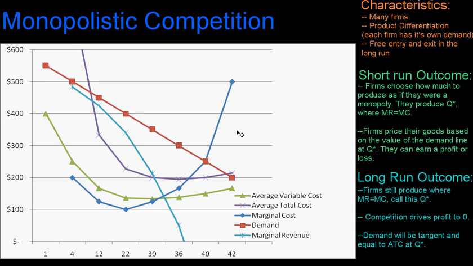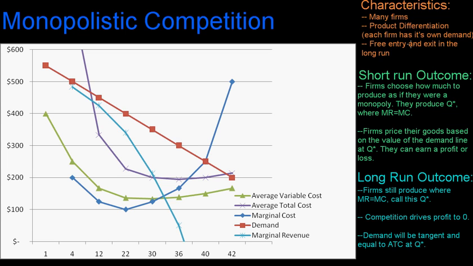Alright, so in this video we're going to cover something that is in between monopoly and perfect competition, and it's called monopolistic competition. And it's a market structure that has three distinguishing characteristics. The first is that there are many firms in the market. Second, that there is product differentiation. So this means that the products are different. They're not all identical like they were in perfect competition. And then lastly, there's free entry and exit in the long run.